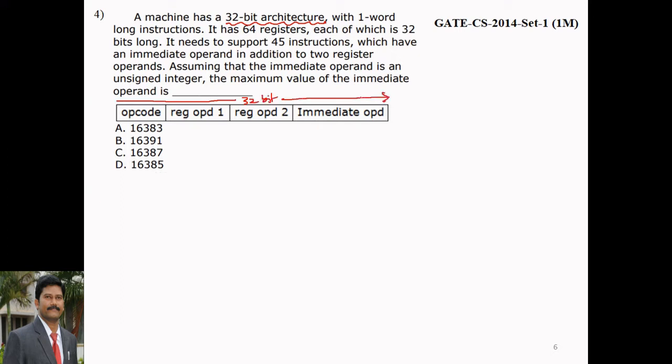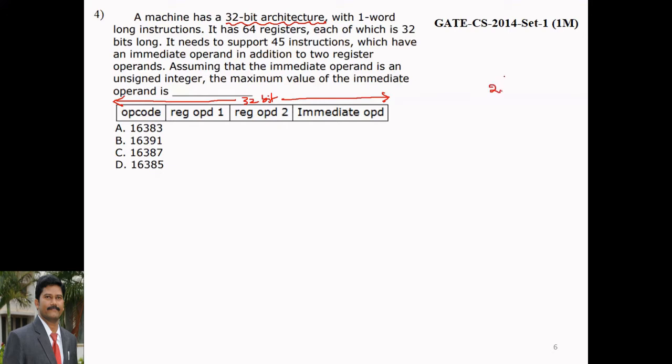Each instruction format, according to the given information, is a 32-bit architecture with one-word-long instructions. This total of 32 bits is one word. It has 64 registers. This is the register operand 1. 64 means 2 power 6.